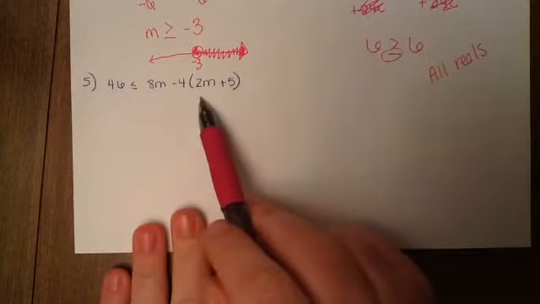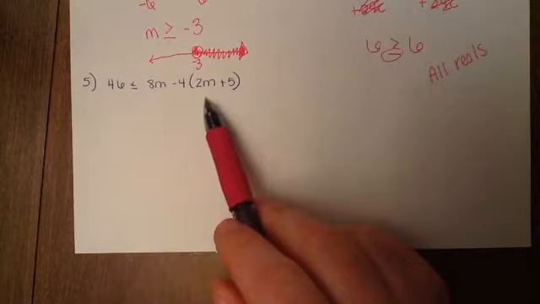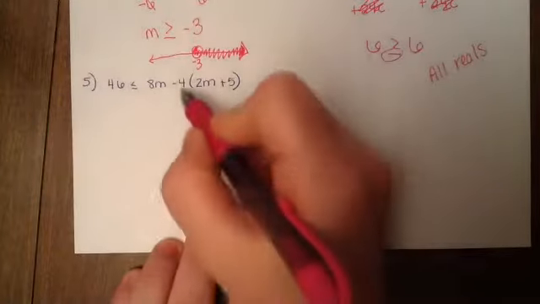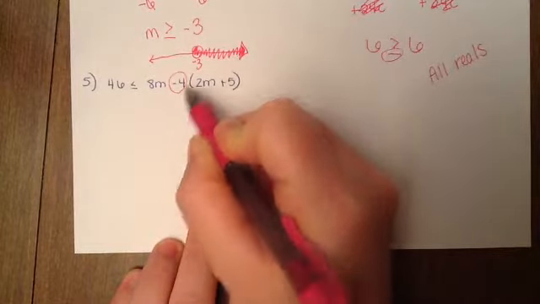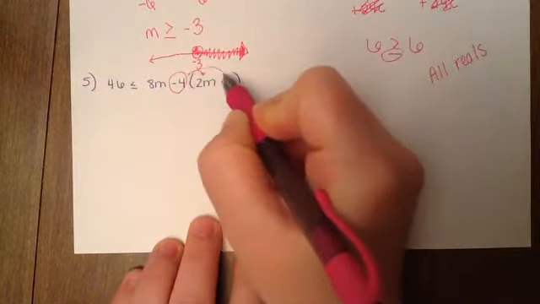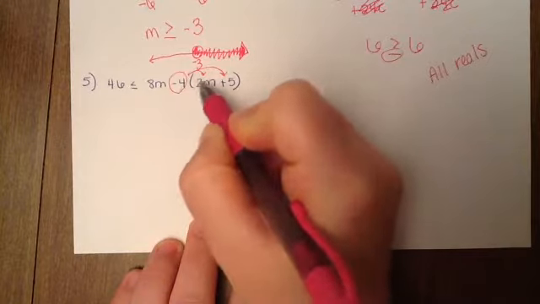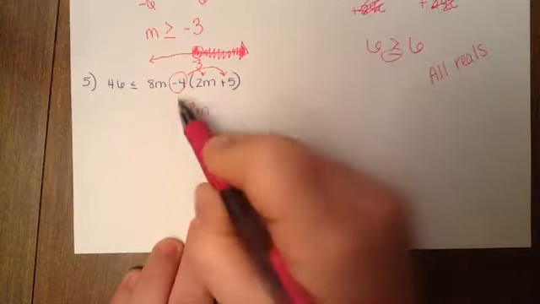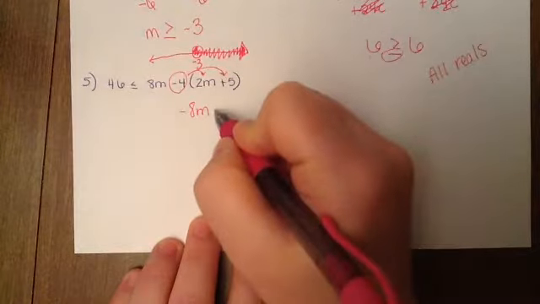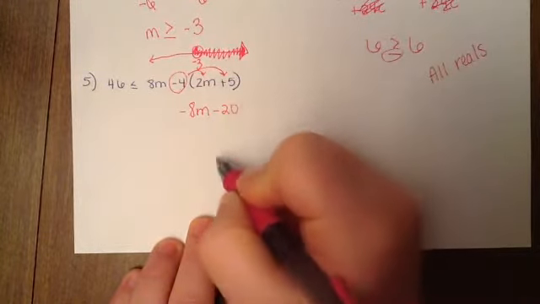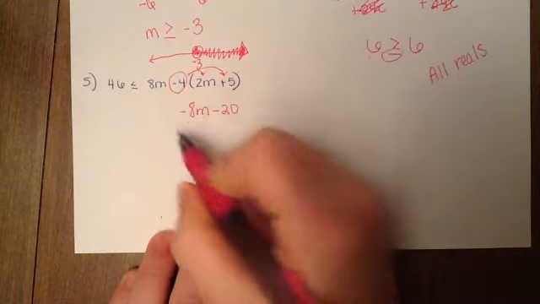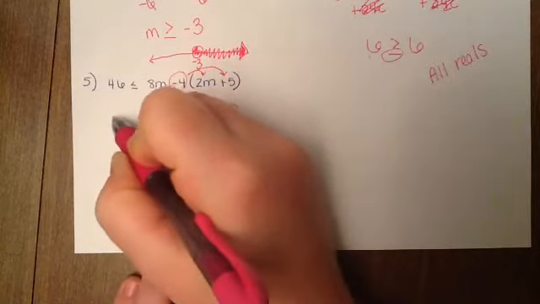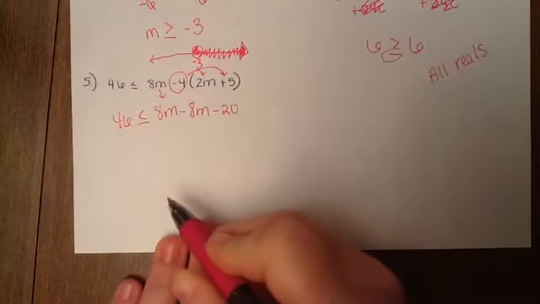What did you have to do first in order to get our variable alone? Distribute. And what did you distribute? A negative 4. So distribute that negative 4 to both pieces. Negative 4 times 2m, negative 8m. And negative 4 times 5, negative 20. Don't forget to bring down this 8m here, our inequality sign, and 46.